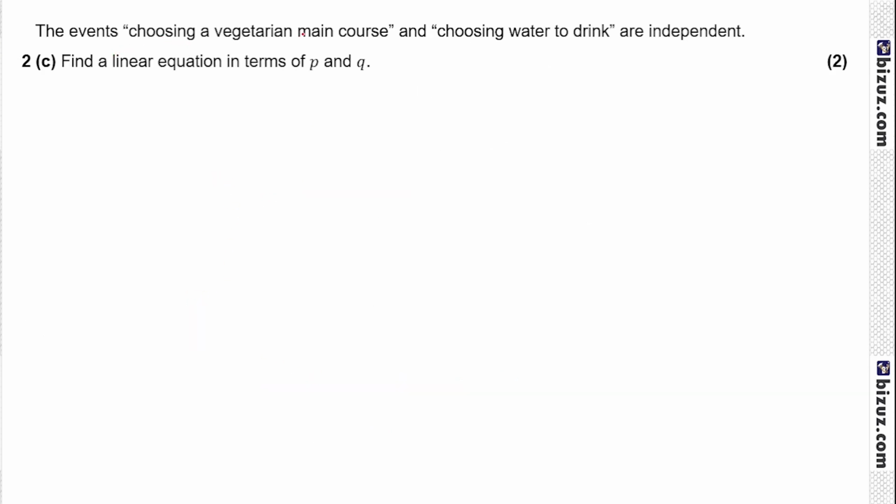The events choosing a vegetarian main course, and they give a name for this already, this is V, and choosing water to drink, and they also give a name for this, this is W, are independent. So this is pretty interesting, that V and W are independent. Find a linear equation in terms of P and Q.